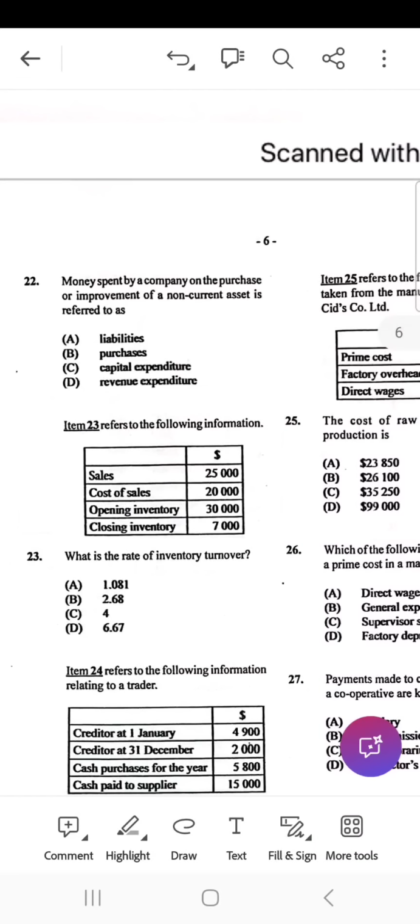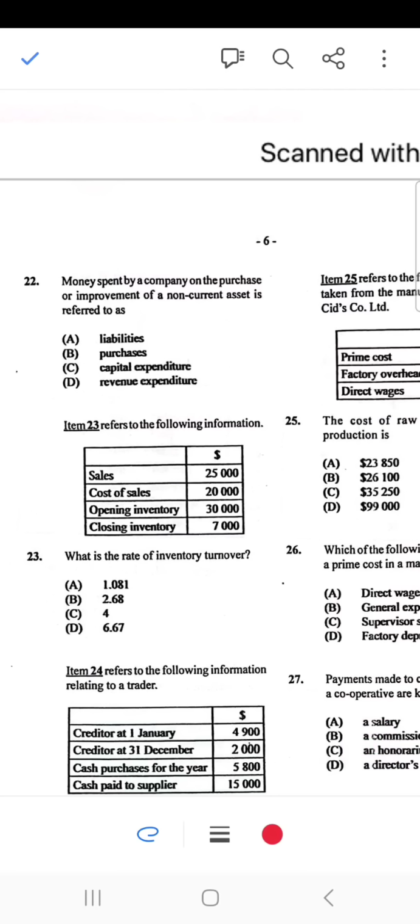Number 22, money spent by a company on the purchase or improvement of non-current assets is referred to as capital expenditure. When you buy or improve a fixed asset, it is called capital expenditure.